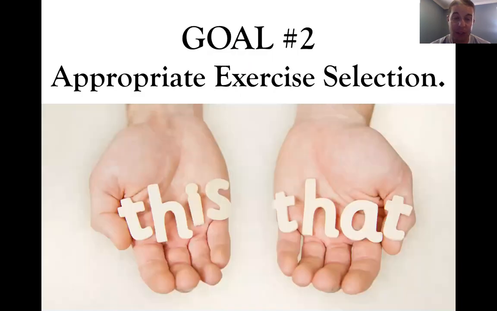The second goal is, how do I choose appropriate exercises? Meaning there is a continuum of exercises starting with the most basic ground-based exercises all the way up to high-level things like squatting and running and jumping. So we need to figure out which exercises are appropriate for the individual that's in front of me.